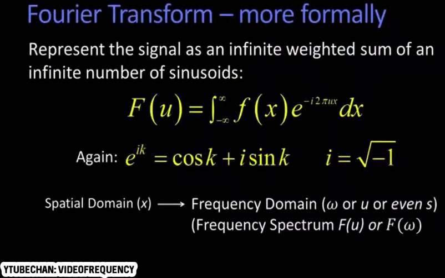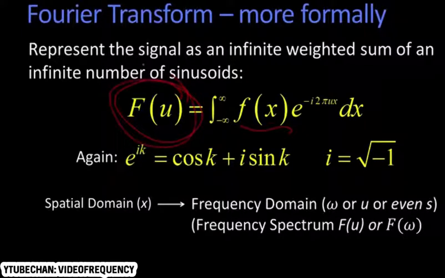So what the Fourier transform does is it converts from the spatial domain into the frequency domain. And the frequency domain is either written as omega, sometimes as u, as we're doing here, sometimes even s when you're talking about Laplace transforms and stuff like that. But the idea is that this cap F is the frequency spectrum, or I should say it's the frequency of f of omega. And we're going to talk about its magnitude in a minute, which is what we refer to as the spectrum.